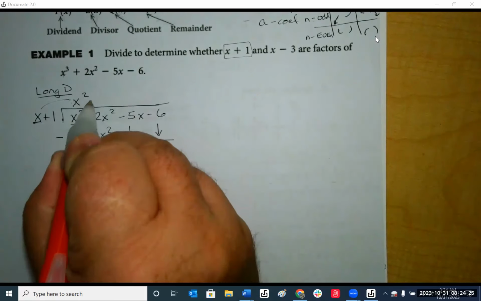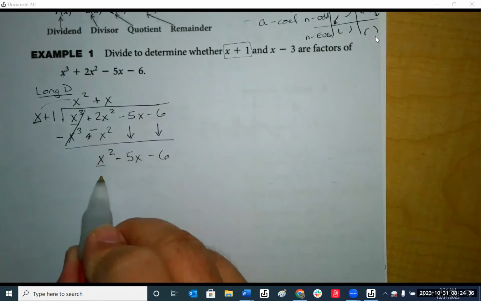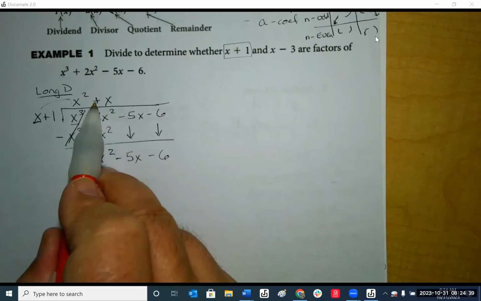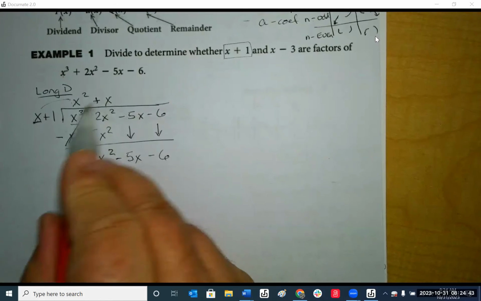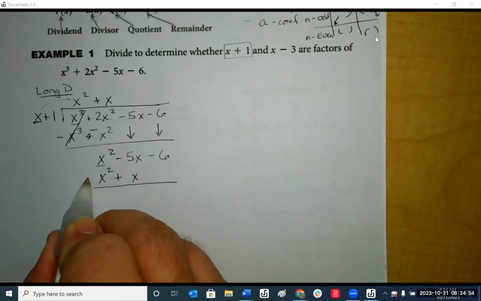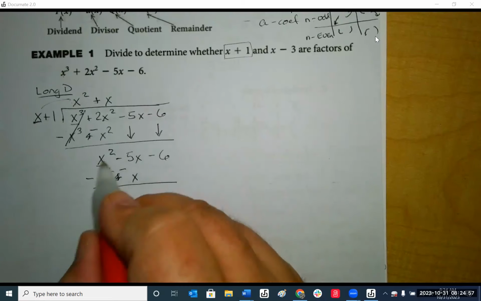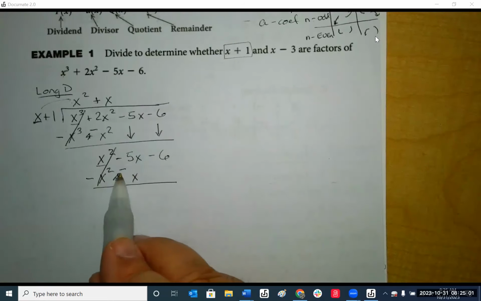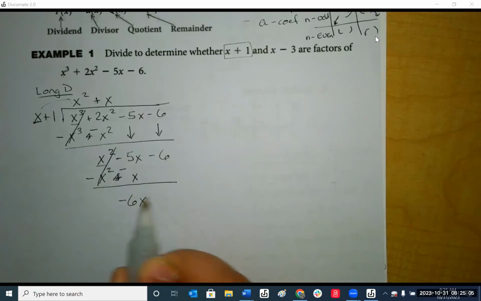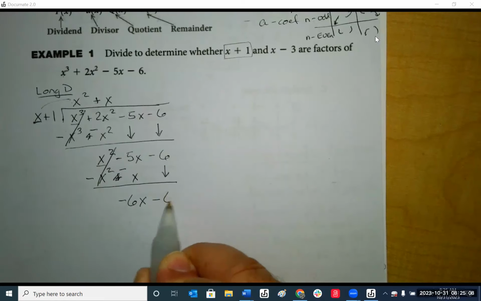What times x gives me x squared? Positive or negative? Positive, because it's a positive x squared. So I put a plus x in there. Positive times positive is positive. X times x is x squared. Positive times positive is positive. X times 1 is x. What do we do next? Change signs and add. The first term has to cancel. Negative 5x minus 1x is negative 6x. Bring down the last term.